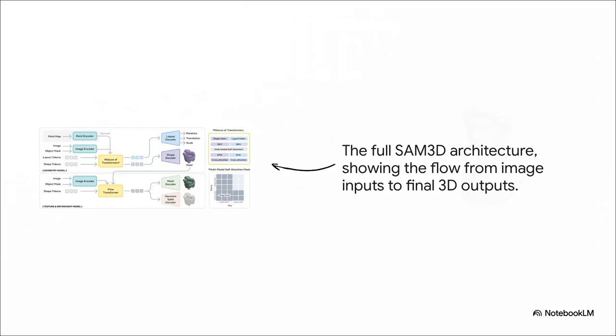Here's the full blueprint. Let's look at the top half first. That's the geometry model. It uses a really cool design called a mixture of transformers. Basically, it has separate processors for figuring out the shape and figuring out the layout, but they can talk to each other.